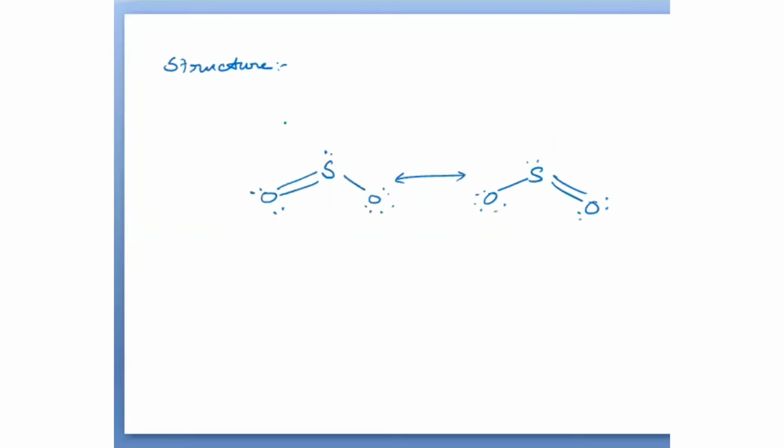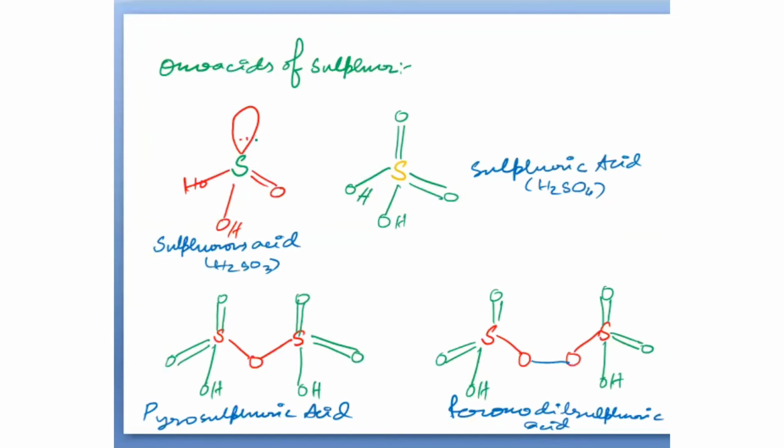Now let us see the structure of SO2. It is also like the structure of our O3, and it also has a double bond and takes part in resonance, so it will also have delocalized pi electrons. Next are our oxo acids of sulfur. As you can see, the first acid is our H2SO3, sulfurous acid.